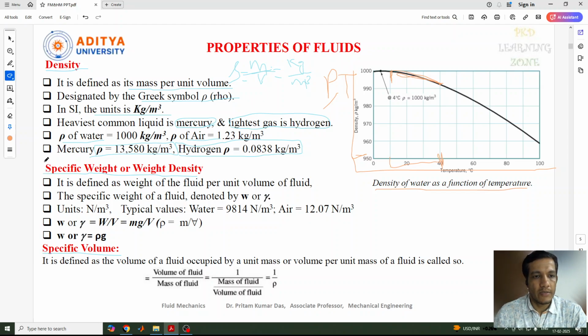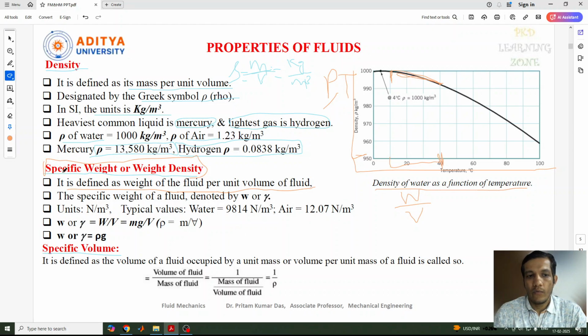The second property is specific weight. Specific weight or weight density is another property of fluid. It is defined as the weight of the fluid, W, per unit volume, W by V.